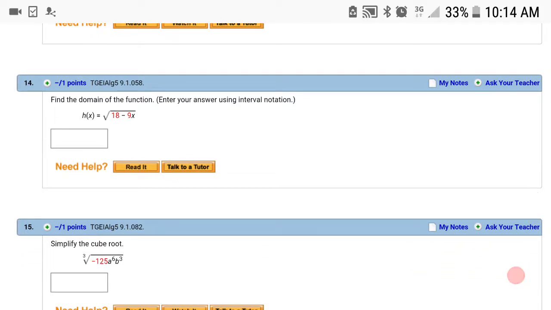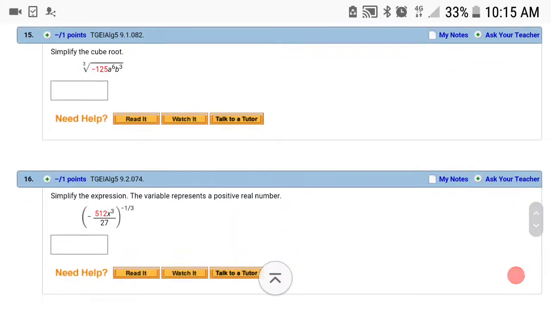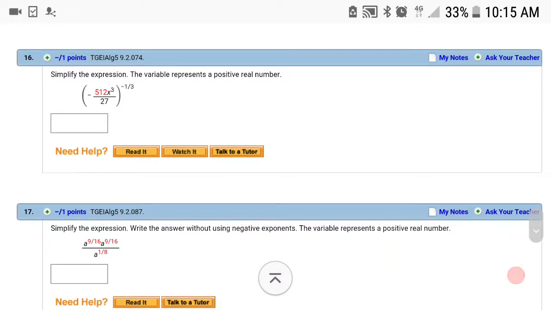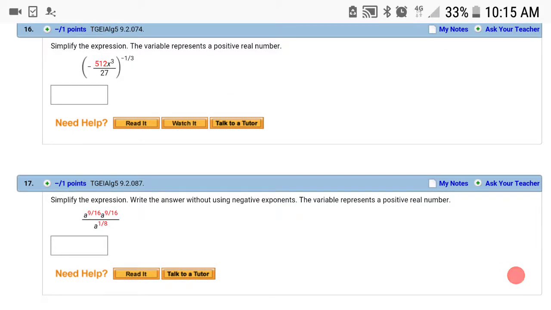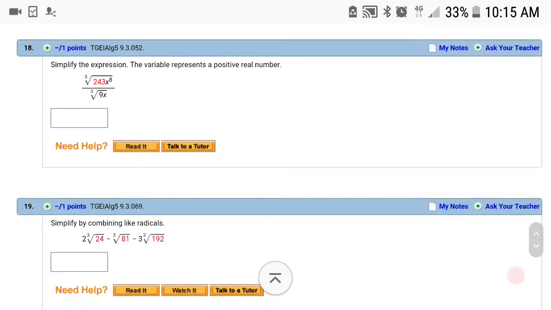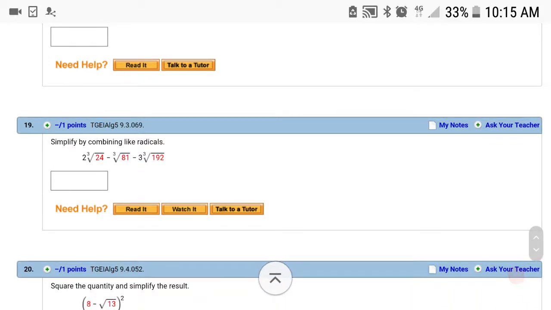The domain of a function is the allowable x values. So in number 14, you would want to make sure the 18 minus the 9x is greater than or equal to 0. So you'd solve for the x's that make 18 minus 9x greater than or equal to 0. And then you have your simplifying your roots. So you'll have to make sure you know how to use the exponent rules in numbers 16 and 17. Number 18, you'll have to be able to simplify. It's a good idea to have the cubes of 1 through 6 memorized and the squares of 1 through 15 for these types of problems.